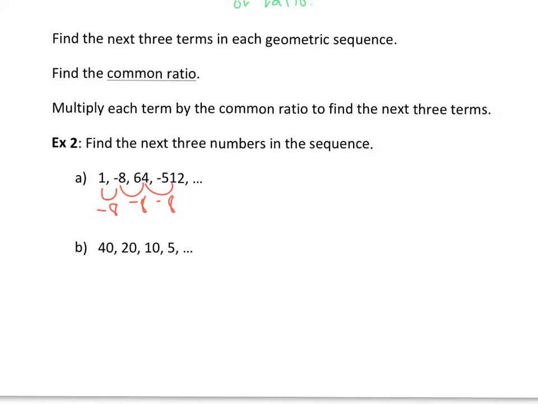So I'll take my calculator, take -512 and multiply it by -8. I'll get 4,096, times -8, -32,768, and then times -8 again, and get 262,144.